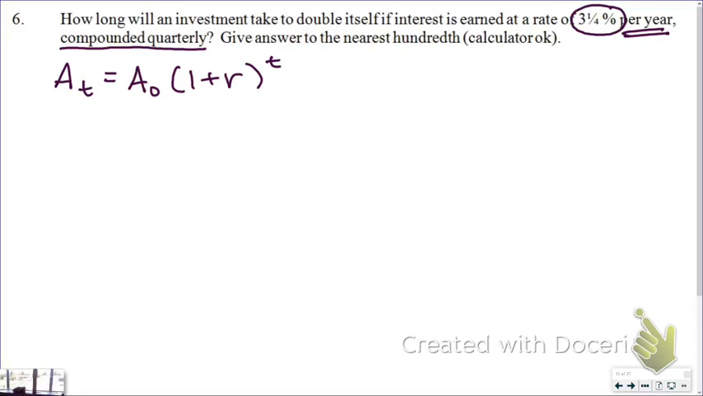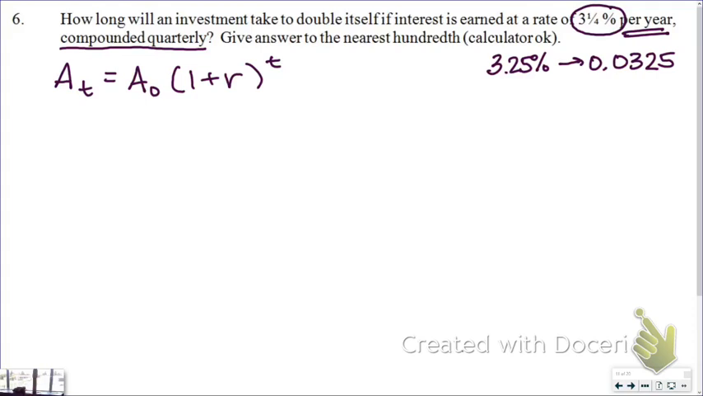Are you getting 3.25% every quarter? No, because that's the annual rate. You're getting a quarter of that. So your rate is going to be, well, first of all, 3.25% as a decimal is going to turn into 0.0325. So our rate is going to be 0.0325, but divided by 4.